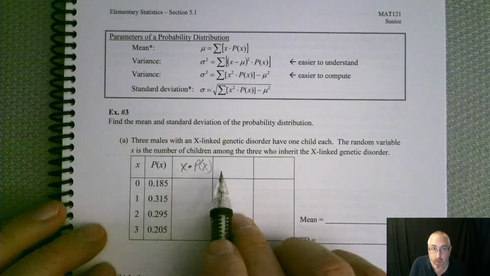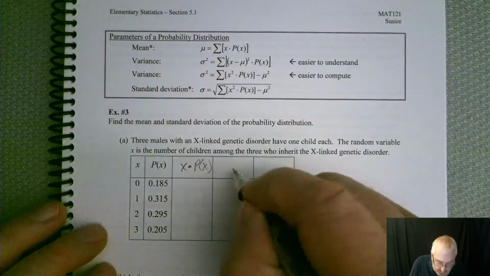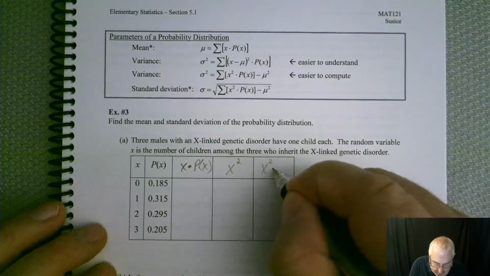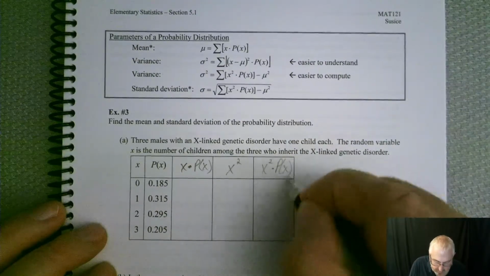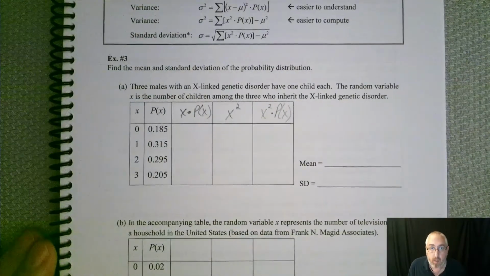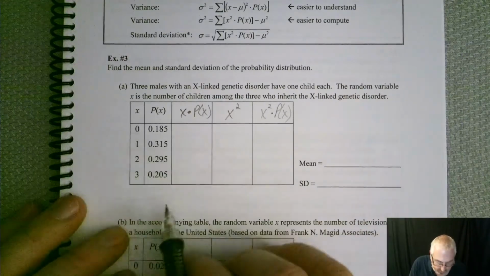So the second one, if we're going to try to get to standard deviation, we need an x squared. So that's actually the third title. And then the fourth title is our x squared times p of x. So now we got to fill in the table. So we got to multiply.